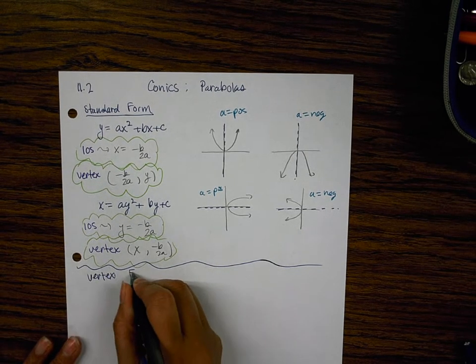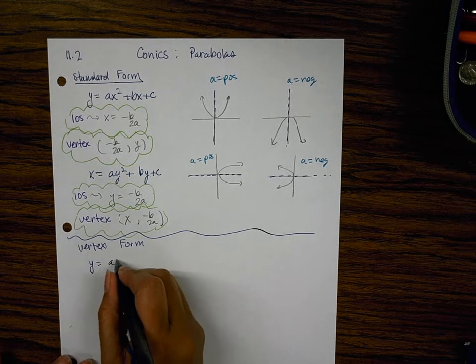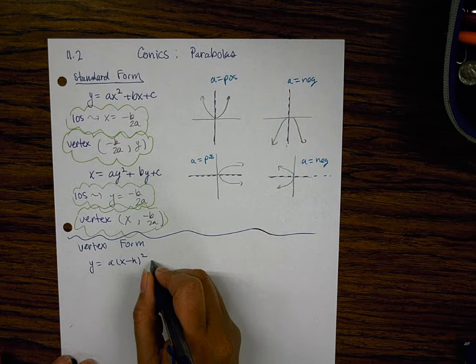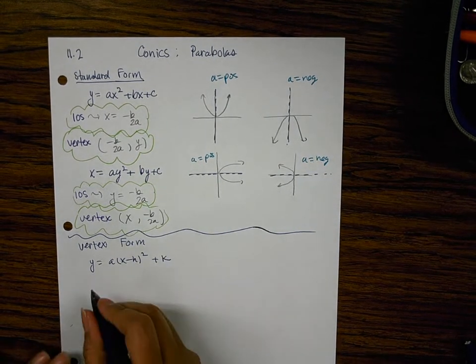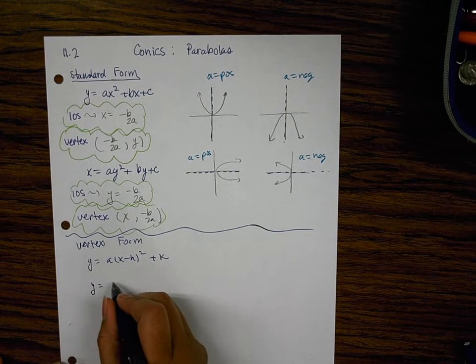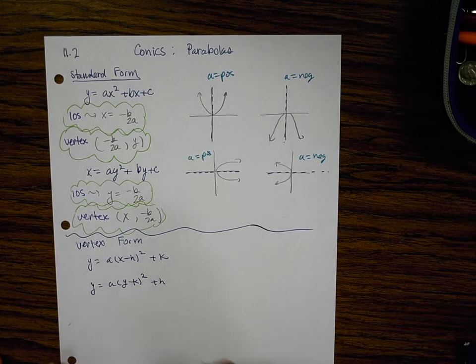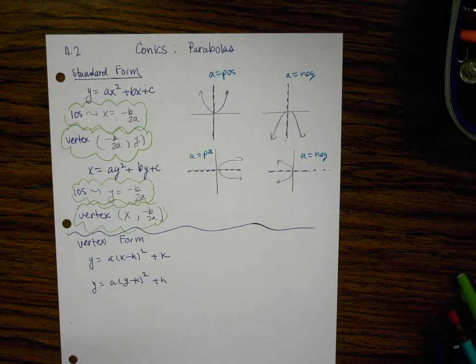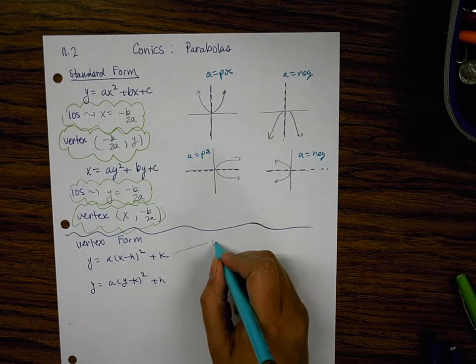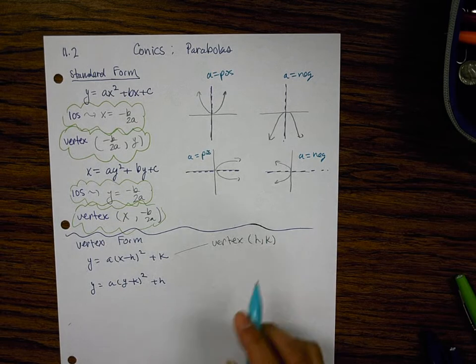Okay, next quick piece of review is same thing but in vertex form. Y equals a quantity of x minus h squared plus k, or x equals a quantity of y minus k squared plus h. On these we typically find the vertex first and then the axis of symmetry, but it doesn't matter, you can find them in any order.